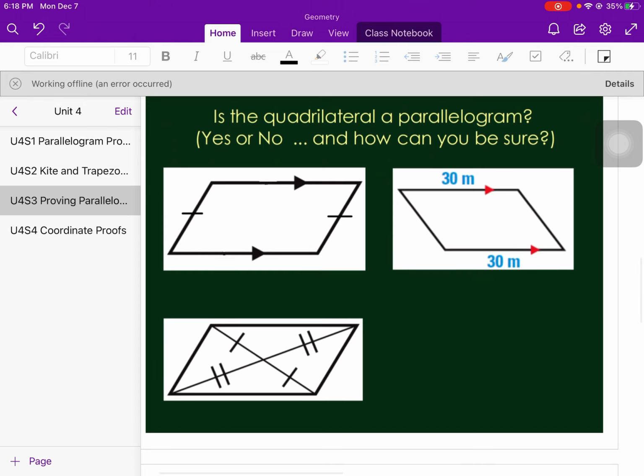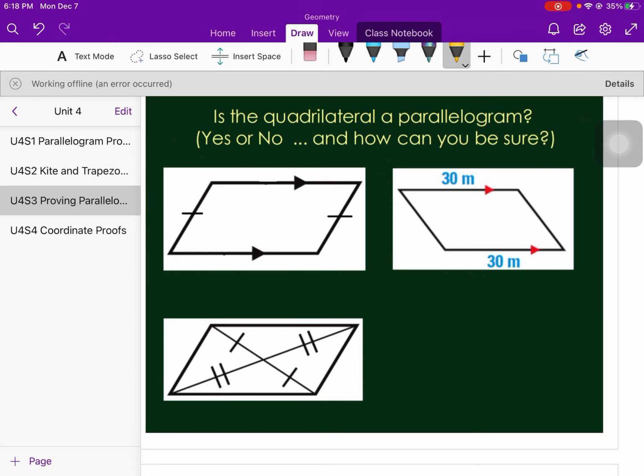Is the quadrilateral a parallelogram? Yes or no, and how can you be sure? The first example, we notice right away we have one pair of parallel sides and one pair of congruent sides. But since they aren't the same set, we can't actually conclude. So this one is no. And if it's a no, it's just because there's not enough information or we don't have one of the six. So we don't really need to explain that part.